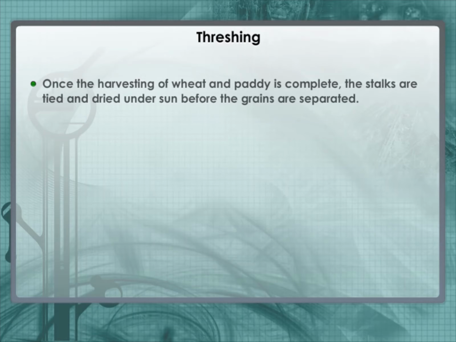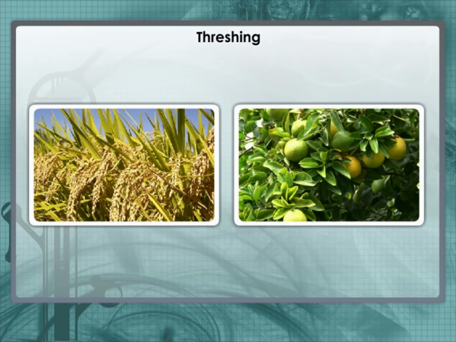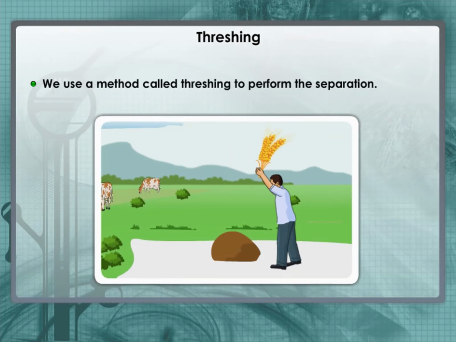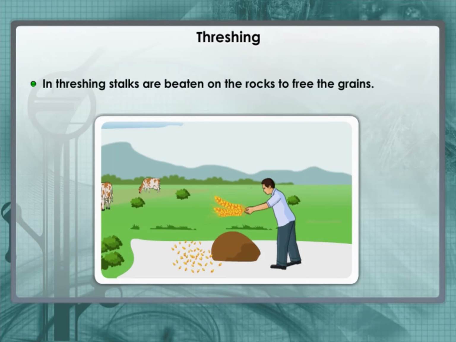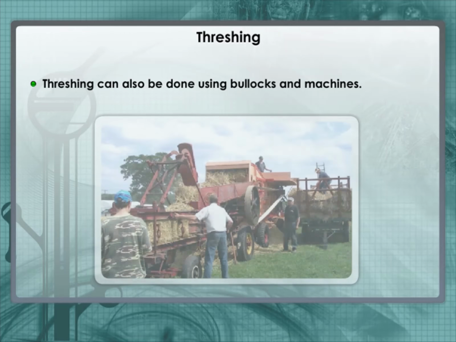Threshing. Once the harvesting of wheat and paddy is complete, the stalks are tied and dried under the sun before the grains are separated. Is it possible to pluck the grains from the stalks as we pluck mangoes and guavas from the trees? Not at all. So, we use a method called threshing to perform the separation. In threshing, stalks are beaten on the rocks to free the grains. Threshing can also be done using bullocks and machines.